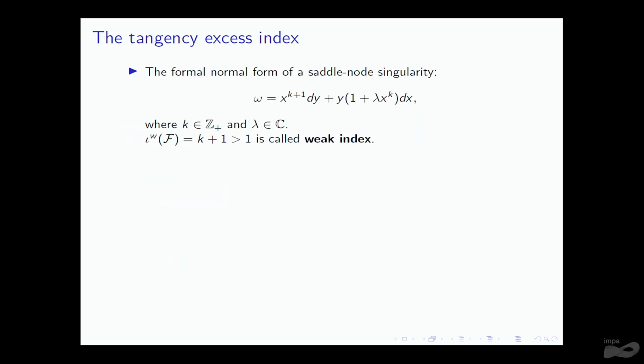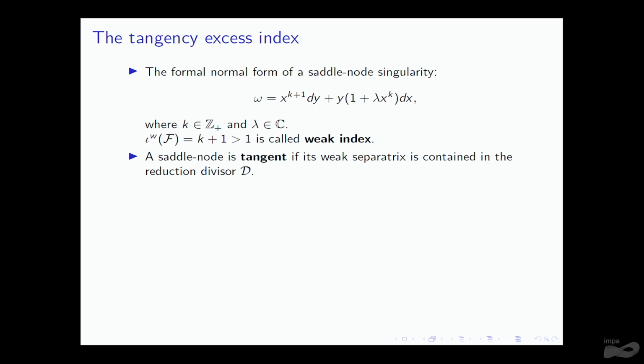Okay? Now, generalized curve foliations don't have saddle nodes. So what happens if I allow some saddle nodes? Well, a saddle node has a formal normal form of this type, where lambda is in C and k is a positive integer. This number k plus 1 is called the weak index. It's always bigger than 1.